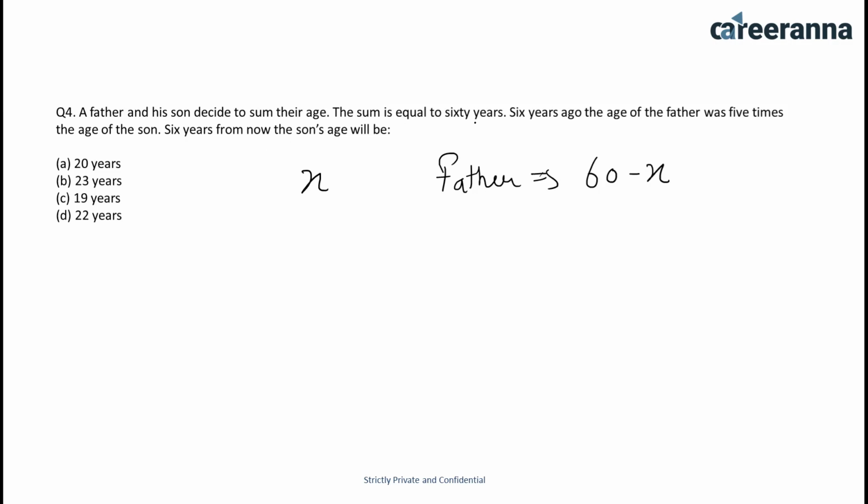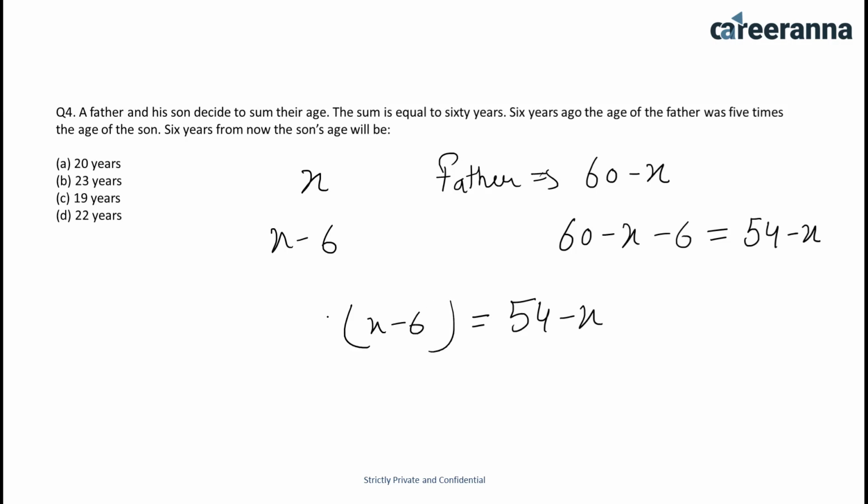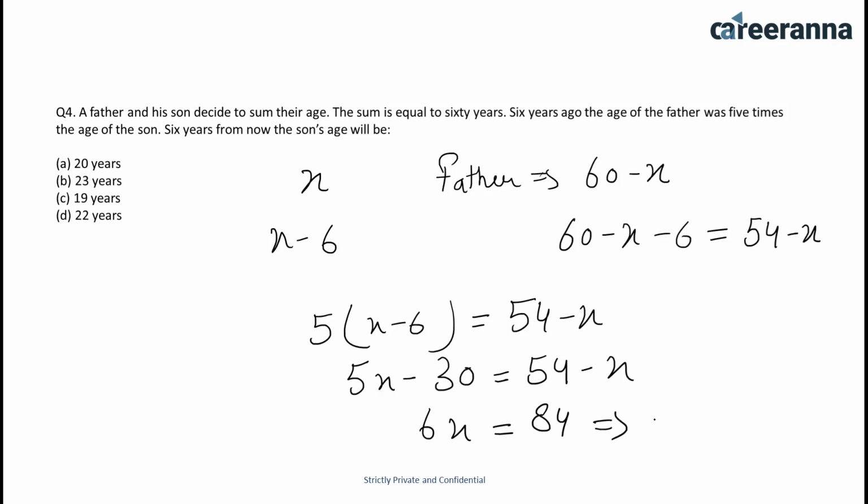Now the sum is equal to 60 years. 6 years ago, that means we have to subtract 6 years from their present ages, which is 60 minus x minus 6. It will become 54 minus x. Now 6 years ago, the age of the father was 5 times the age of the son. So the age of the father, 54 minus x, is equal to 5 times the age of the son. So if we solve this, we easily get 84. Now the value of x is going to be 84 by 6, which is 14.